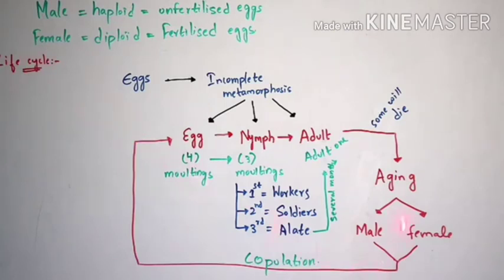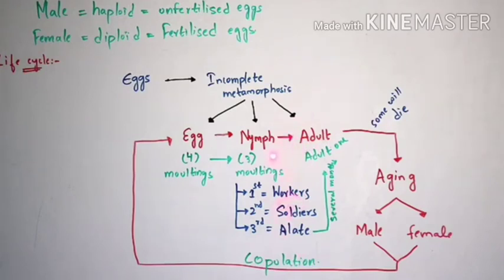During the process of aging, some will die and some will not die. I have told you, right, that those that survive undergo the process of aging. After the aging, they are said to be male and female, and the male is considered as king and the female is considered as queen. This king and queen undergo copulation, and after the copulation this leads to the formation of eggs, and again the eggs undergo the incomplete metamorphosis process, with three steps of moltings, and these moltings again form workers, soldiers, allied, and again the adult gets developed.